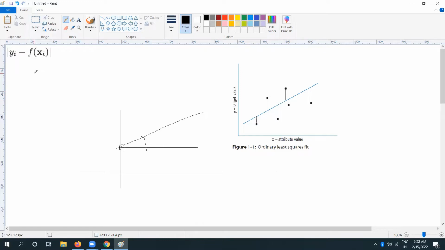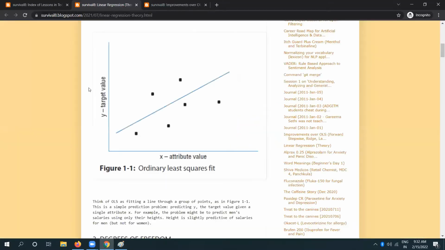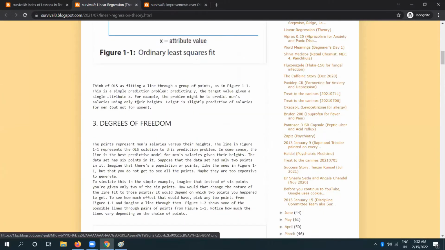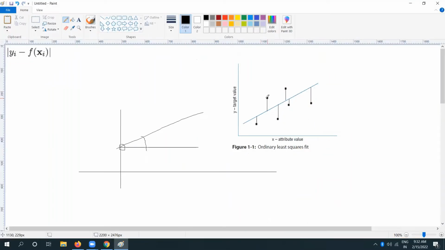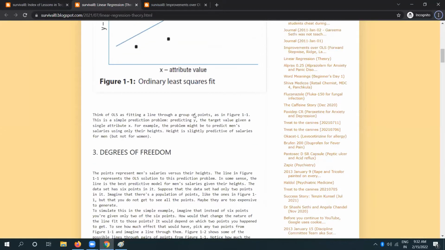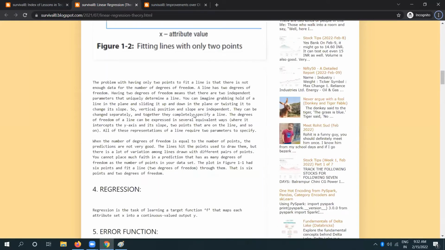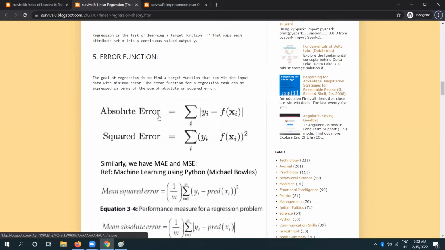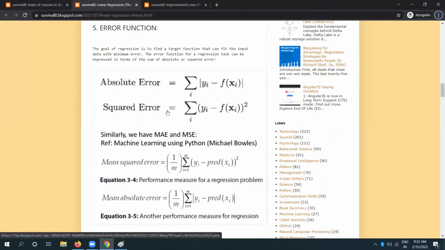Okay, so this is a function of yi. Suppose yi is what your data point actually is, the y coordinate of any data point, and f of xi is what you calculate. So it is the difference between yi and f of xi. Now, when we do a mean, there are two ways to interpret it. One is that you get an absolute error, and one is that you get a squared error.